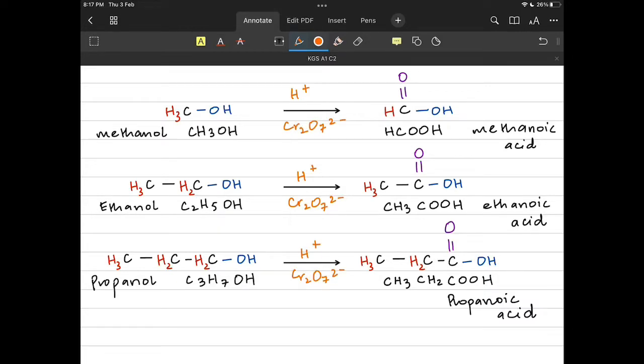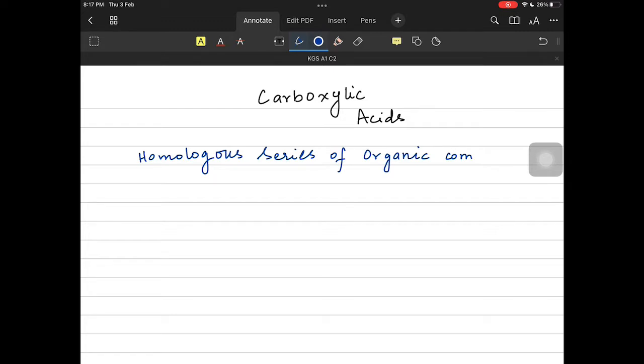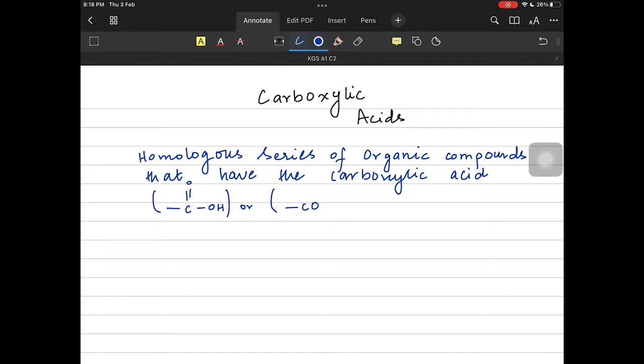Hey everyone. So previously we saw that alcohols could be oxidized to make carboxylic acids in the presence of acidified dichromate. Today's video is going to be about how carboxylic acids make a whole series of homologous compounds. So they have a homologous series of organic compounds. They're not hydrocarbons anymore. So organic compounds that have the carboxylic acid functional group, which is C with a double bonded oxygen atom, then OH, or you could write it like COOH. That is a functional group.